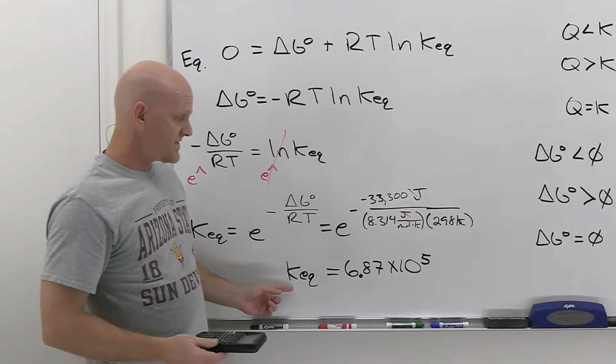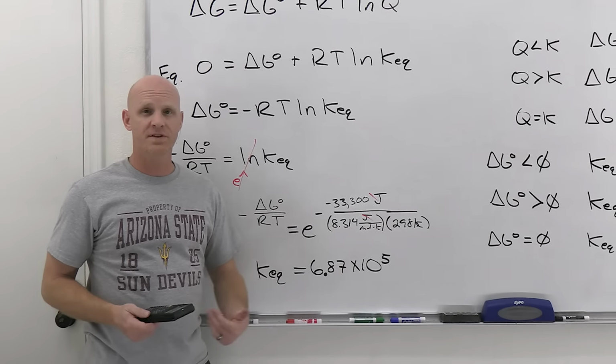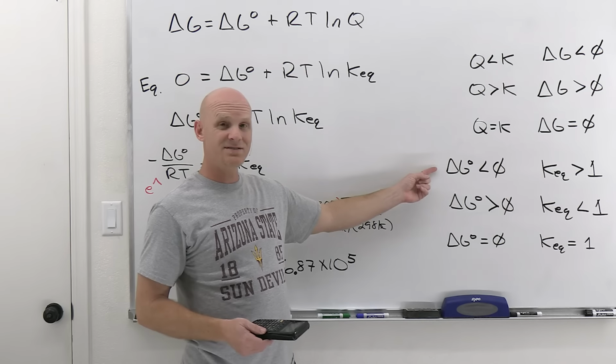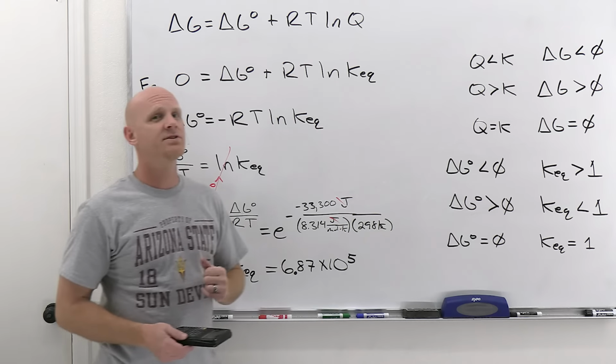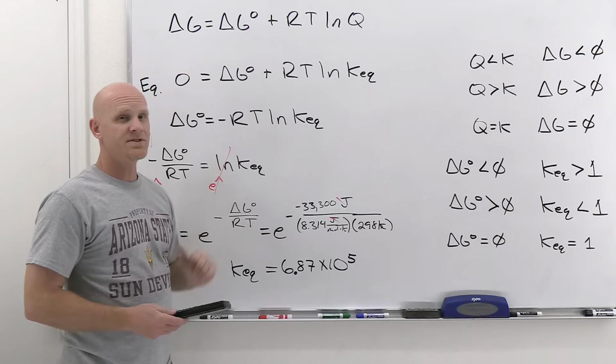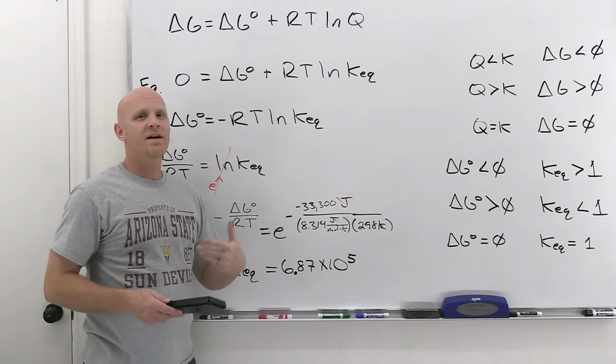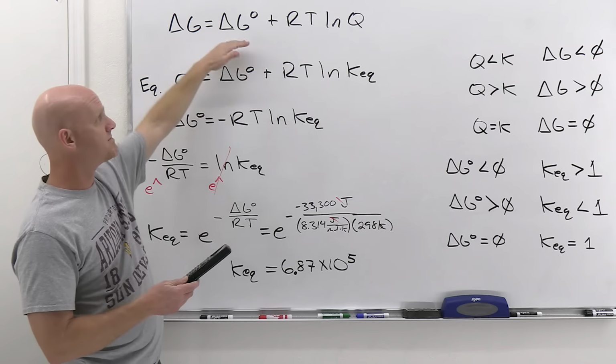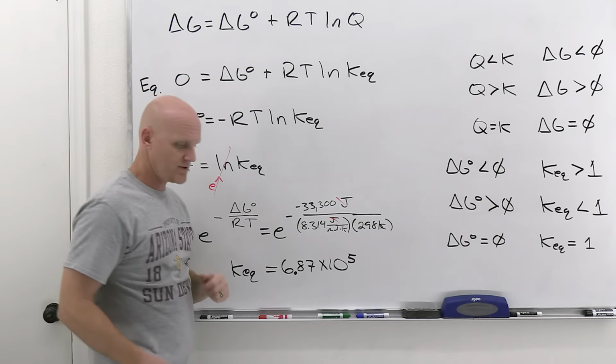Cool, so we definitely see that K ended up being larger than 1, as it should have, because delta G standard was a negative number. Now that concludes the calculations for this section. We've got one last thing to look at, and that's some graphical relationships that come from these equations. So let's take a look at that.